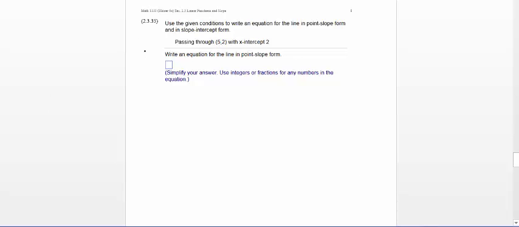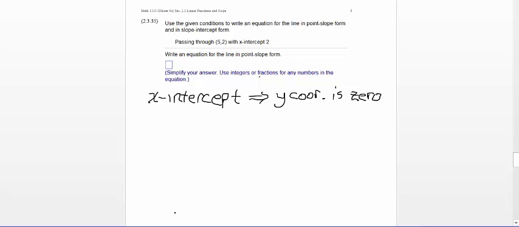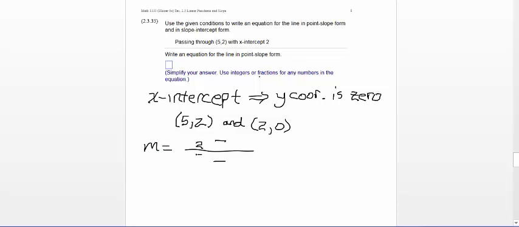All right, I want to use the given conditions to write the point-slope and slope-intercept forms of the line equation. So I'm going to write both forms of the line equation. Remember that the x-intercept is the point whose y-coordinate is 0. So if the x-intercept is 2, we're going to write it as the point 2, 0.